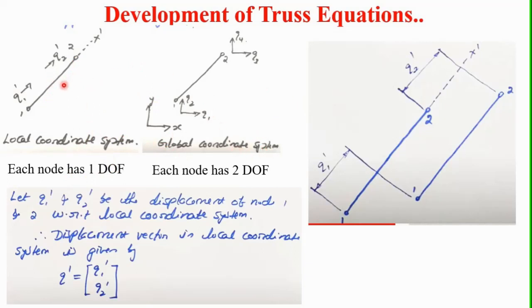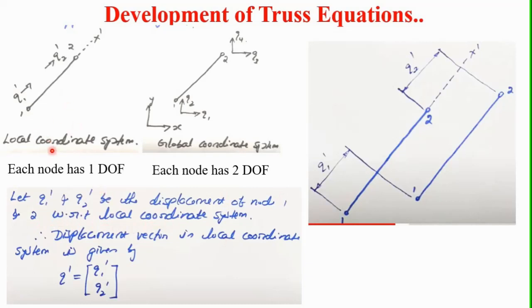In this local coordinate system, the displacement of this bar member along the x direction is q1 dash at node 1, and the displacement of this member at node 2 is q2 dash. So q1 dash and q2 dash are the two displacements at node 1 and node 2 with respect to the local coordinate system.